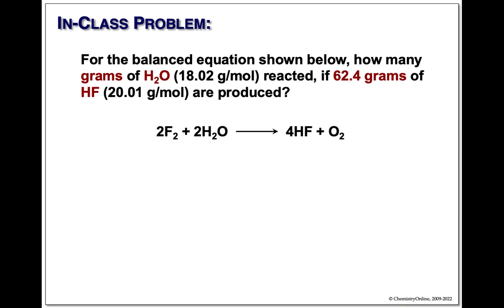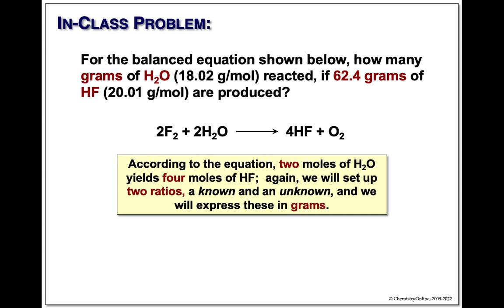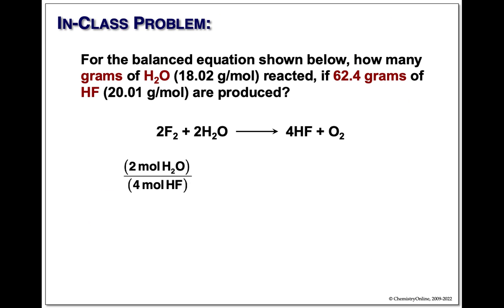Our known ratio here, again, this is water and HF, 2 to 4. HF is our given, we want it in the denominator. 2 moles of water, 4 moles of HF. Our ratio would look like this. 2 waters and 4 HFs. You could do 1 to 2 as well, doesn't matter.